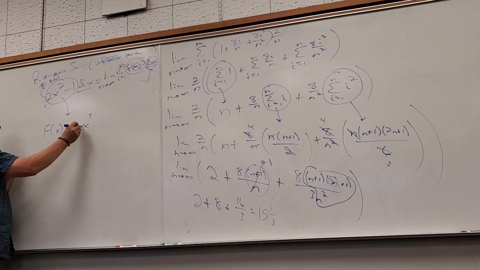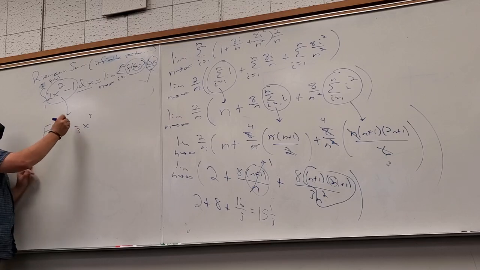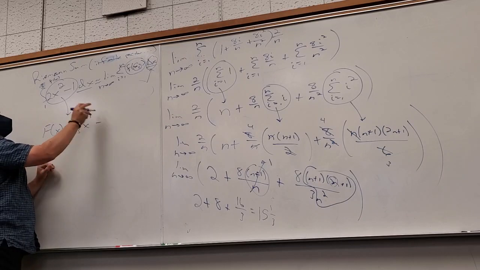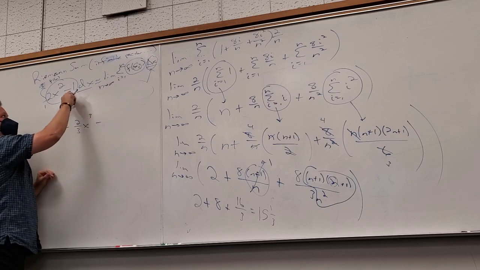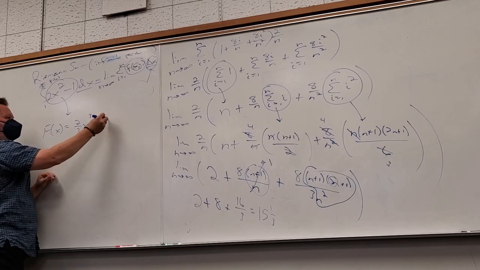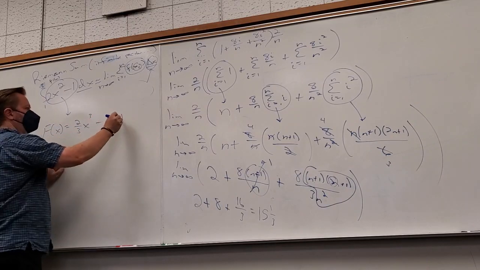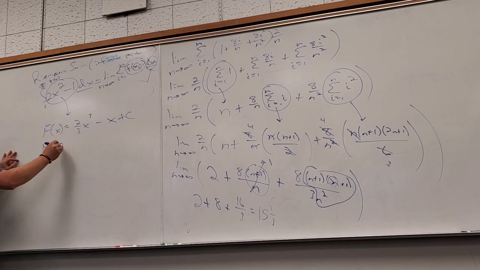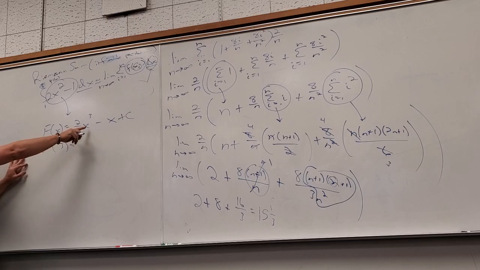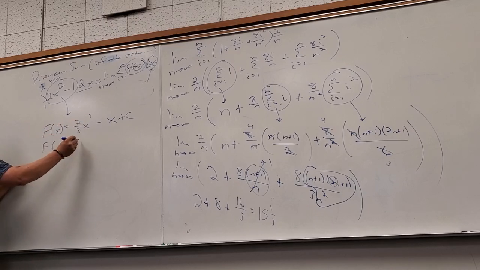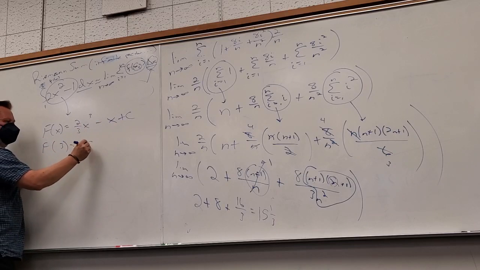Put a 3 there, so it's got to be an over 3, right? 2 thirds. Yeah. Okay. Minus x, right? Plus c. What is f of 3? Let's see. F of 3 is nice because it'll be 3 cubed, 27, over 3 is 9, times 2 is 18, minus 3 is 15.